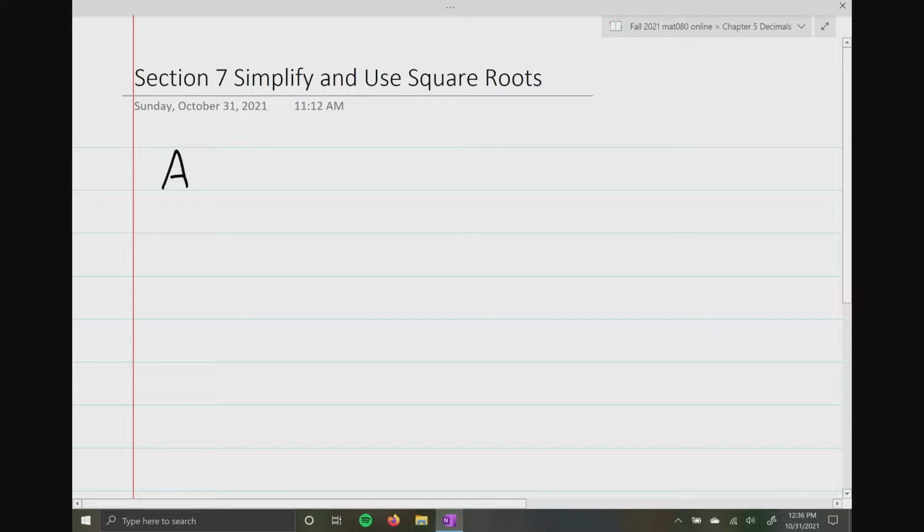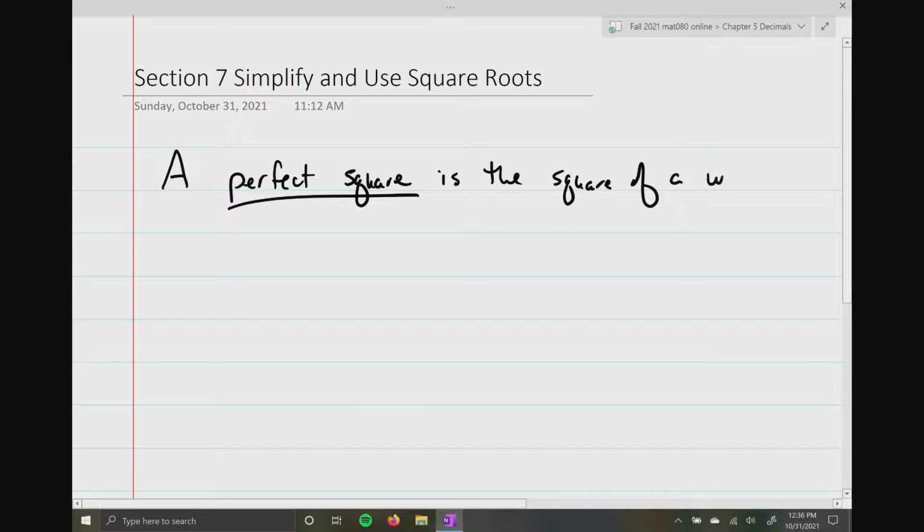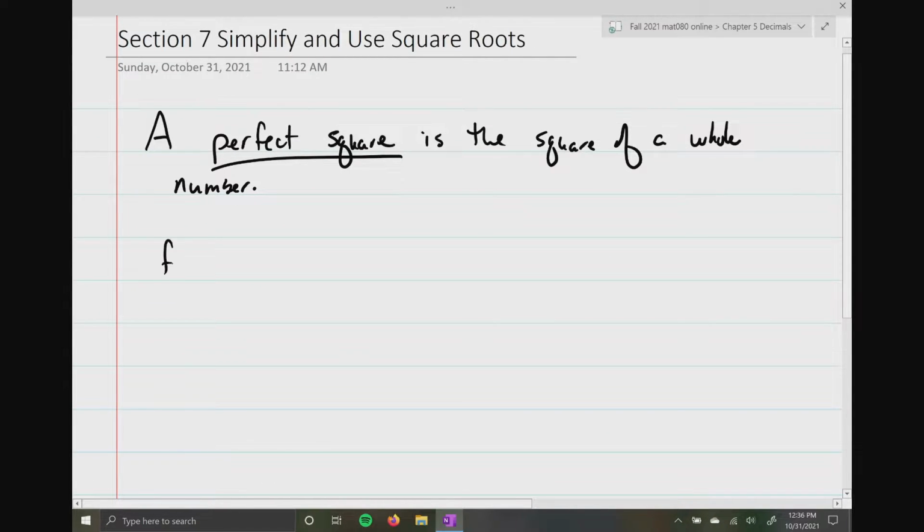So a perfect square is the square of a whole number. Now, I know it's kind of redundant, but I need us to examine this. So, for example, 3 squared equals 9 is considered to be a perfect square.